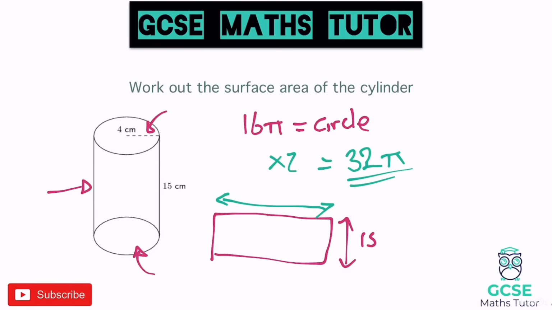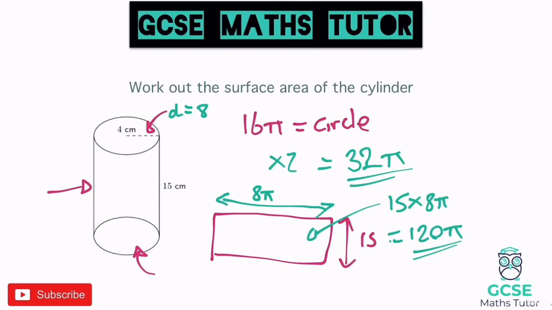The circumference is pi times diameter, so I'll do 8 times pi, or 8 pi, the diameter there being 8, it's given us a radius of 4, but that's 8 pi for the length. And we work out the area of a rectangle just by doing length times width. So to work out the area of this, we'll do 15 times the 8 pi, and that gives us 120 pi for the area of that rectangular part wrapped around the outside.